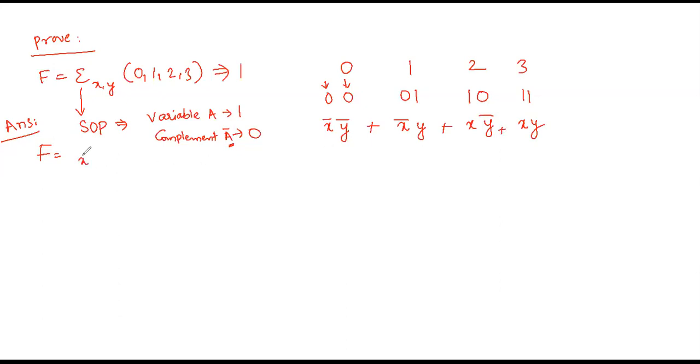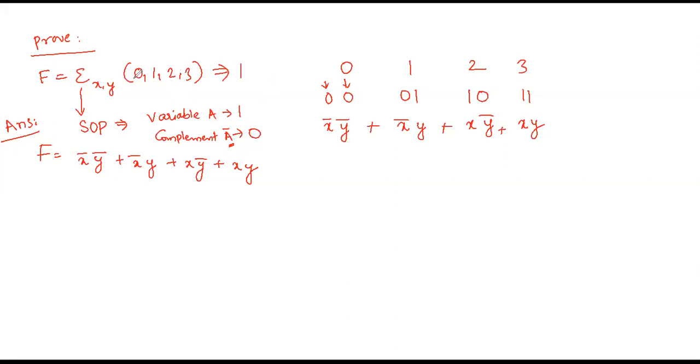So f is equal to x bar y bar, x bar y, x y bar, x y. Now we converted the mathematical form equation into a Boolean expression, with variables. If you have any doubt, you can ask me. While doing the conversion, variable 1 will be indicated as the variable, 0 will be indicated with the complement.